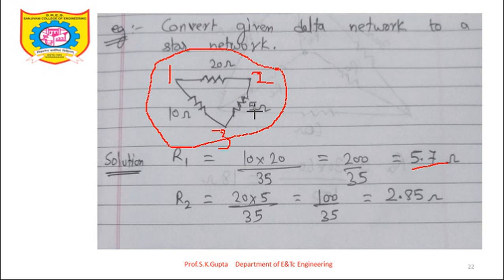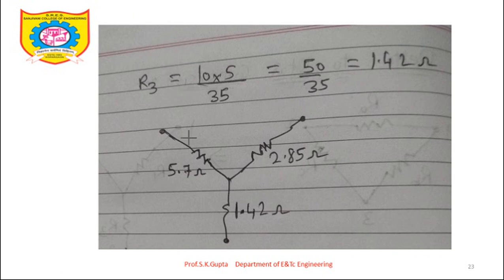Now from node 2, what is the value of R2? So take the product 20 into 5 divided by the sum of all resistances. So 20 into 5 is 100 divided by 35. So answer is 2.85.